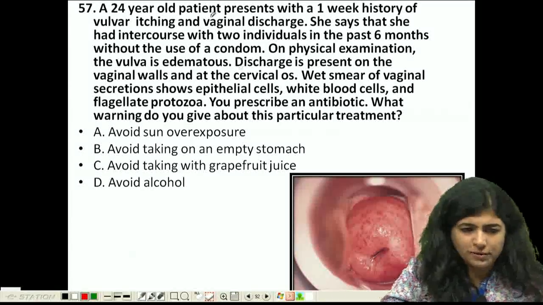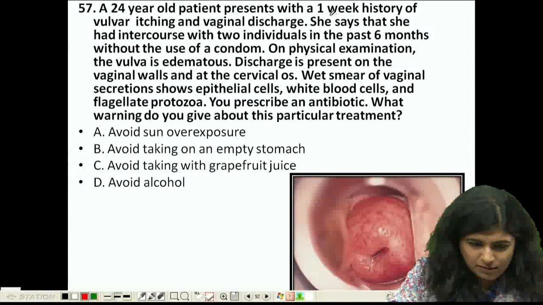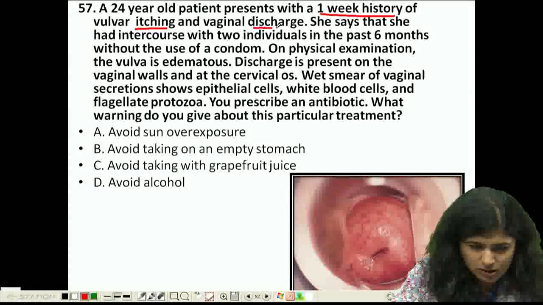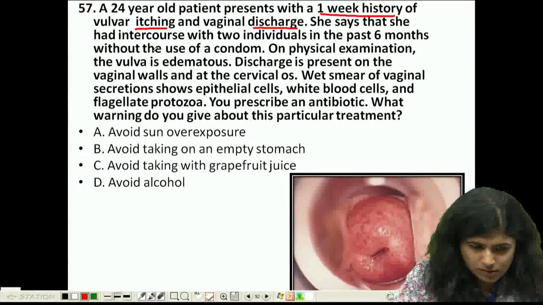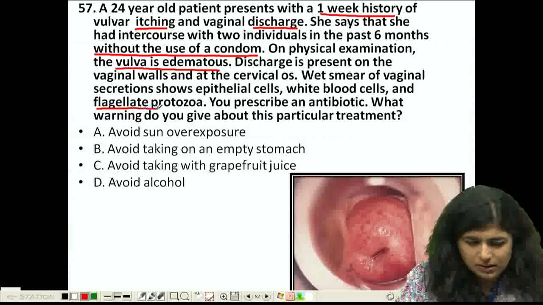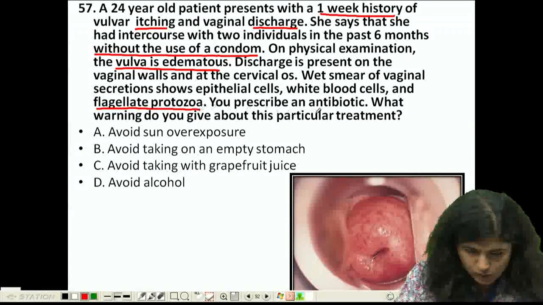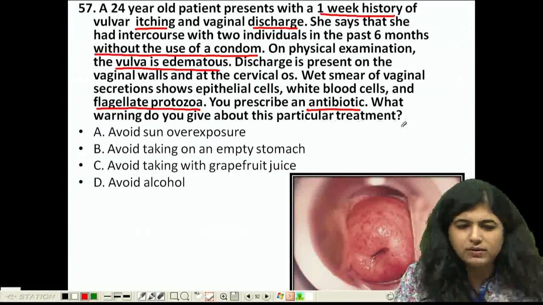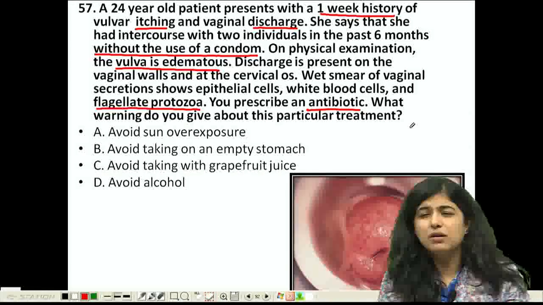Let's read it together. One week history, itching, discharge, without the use of a condom. Vulva is edematous. Smear shows flagellate protozoa. You prescribe an antibiotic. What warning do you give the patient about the treatment?